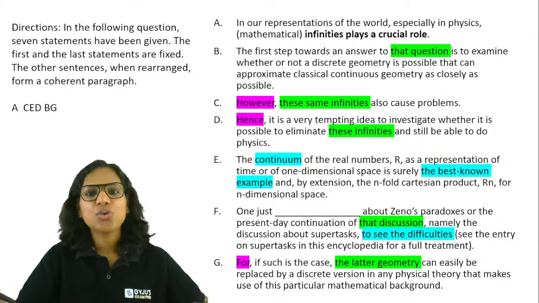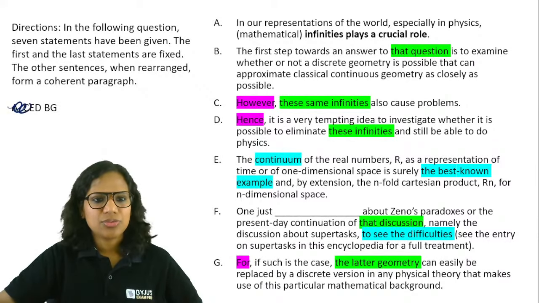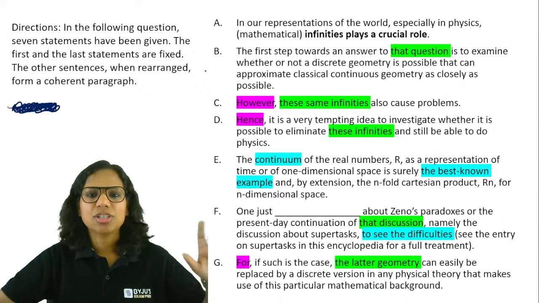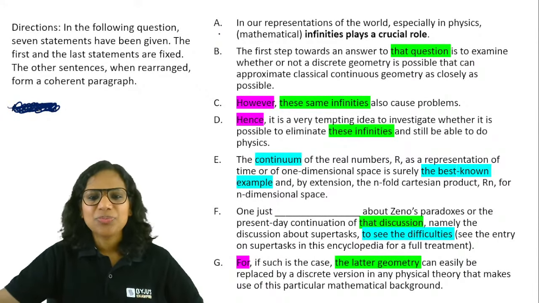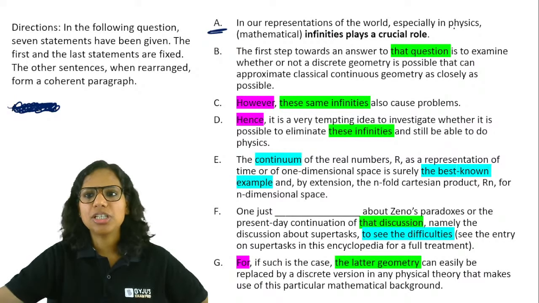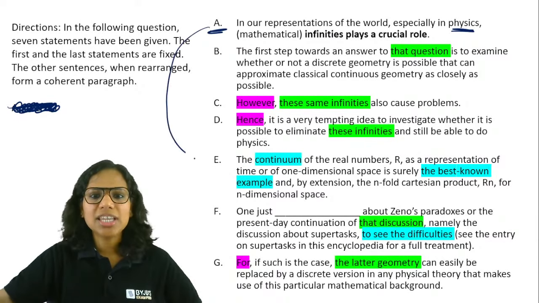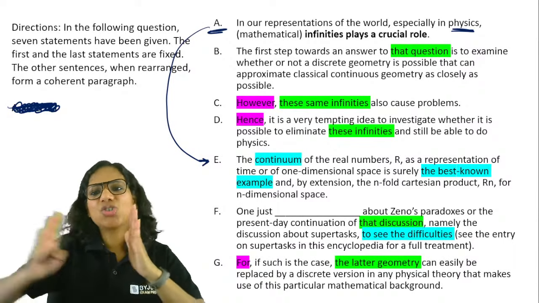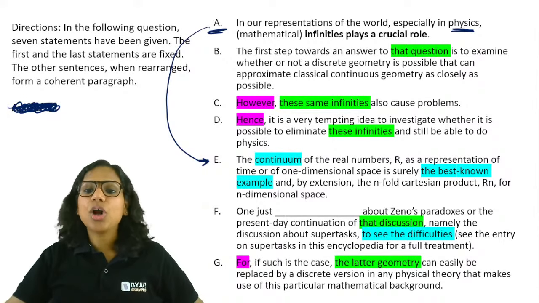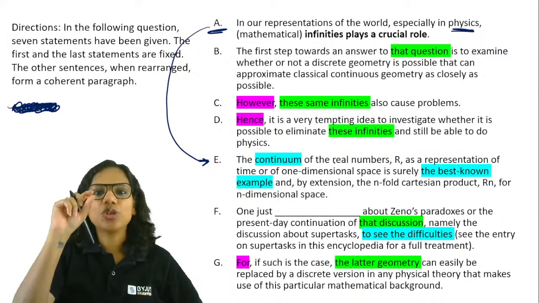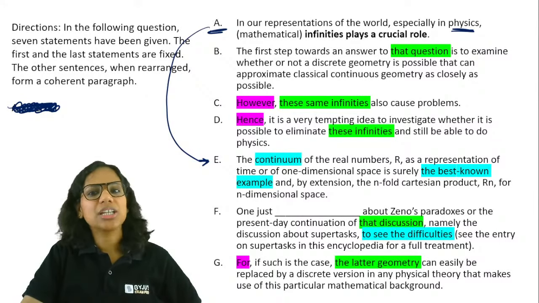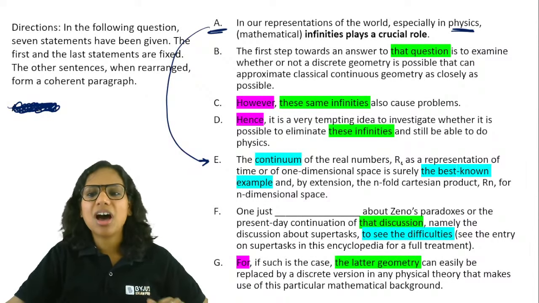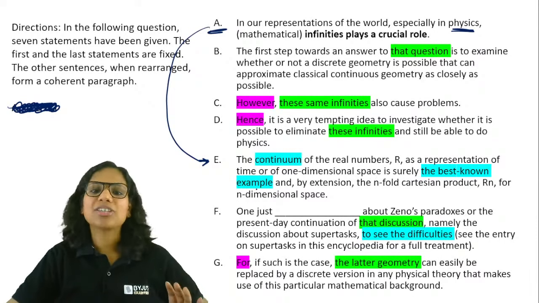ParaJumble, right? So look here. This I think I've typed by mistake. Maybe this was some option, right? Look here. So A says that infinities actually are important. Mathematical infinities are important in physics. E gives an example of that. The continuum. See, what is continuum? Something that stretches to a particular limit, right? So the continuum of the real numbers. Probably I'm talking about the infinity comprising real numbers. The continuum of the real numbers as a representation of time or of one-dimensional space is surely the best known example.